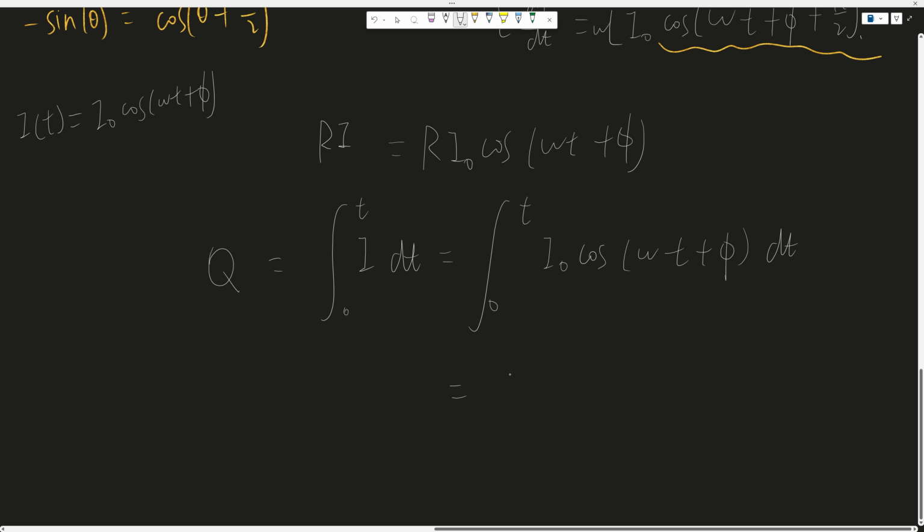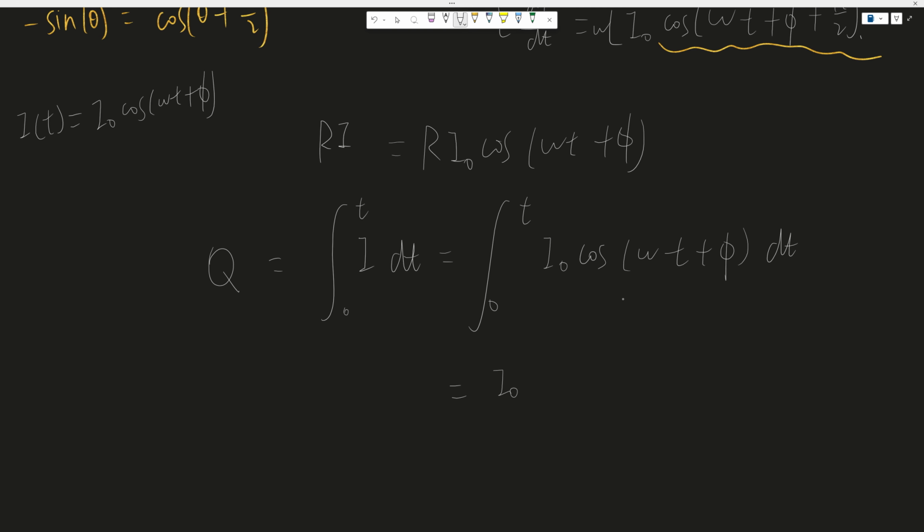And again, we can bring I0 to the front because it is a constant. And then for this cosine omega t plus phi term, we differentiate this and bring it to the front, so it'll be 1 over omega. And then what's the integral of cosine? It is just sine. And so this becomes sine omega t plus phi. And then we have a constant of integration, which we can set as 0.